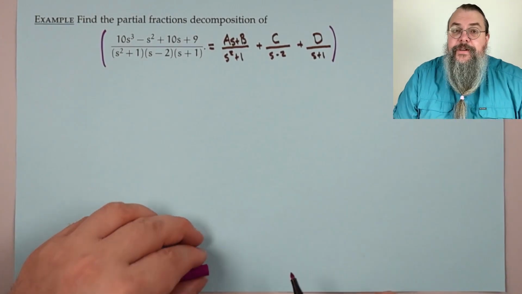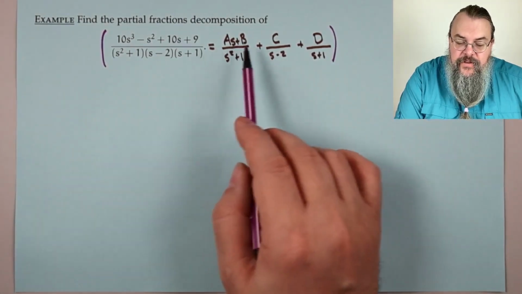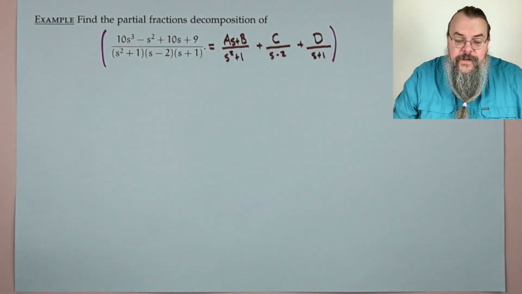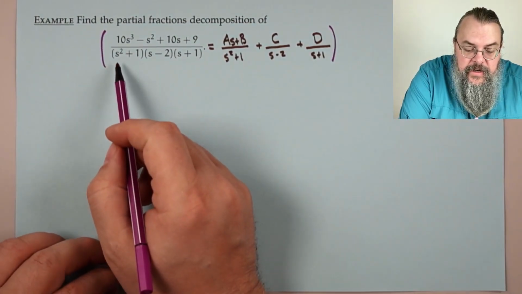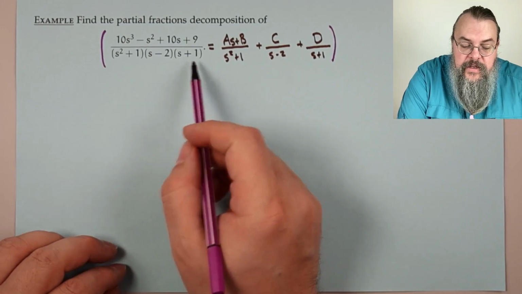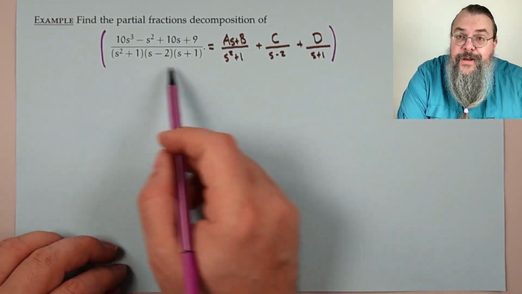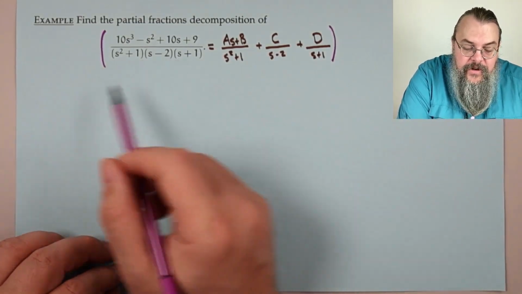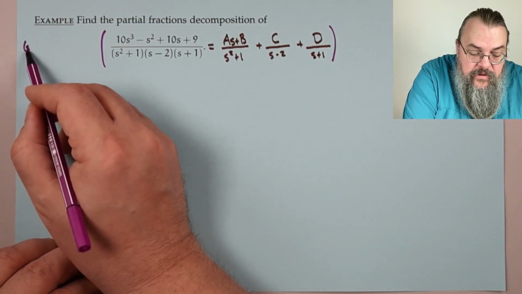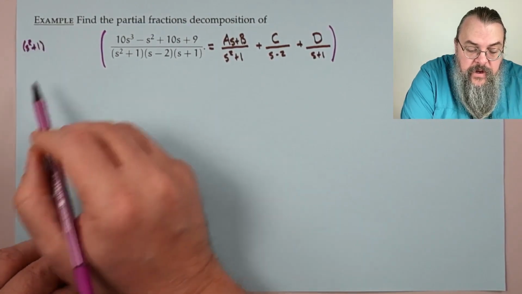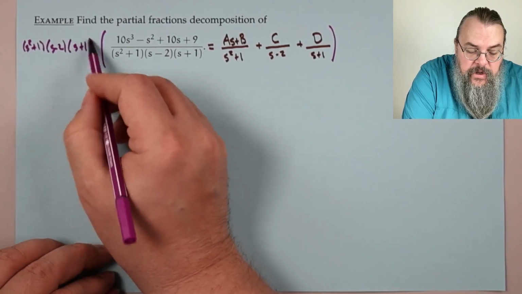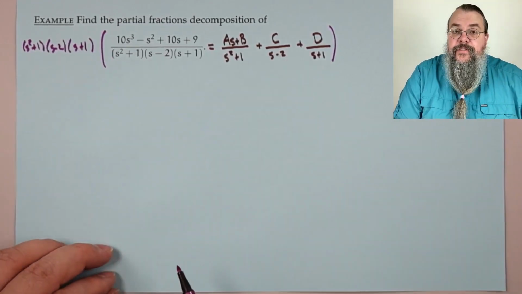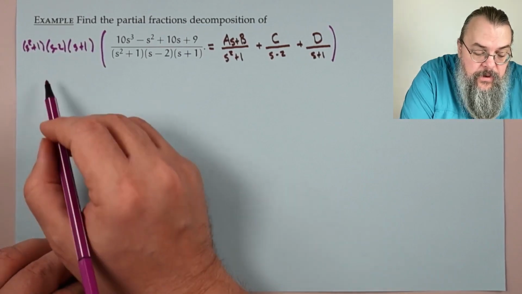Well, we're going to be solving for our A, B, C, D, and so we want to clear the denominators. So the way we clear the denominators is you come here on the left-hand side, and you say, all right, let's multiply by this denominator. So we're going to multiply by our s squared plus 1, our s minus 2, and our s plus 1. We're going to multiply both sides. And when we do that, what do we have?